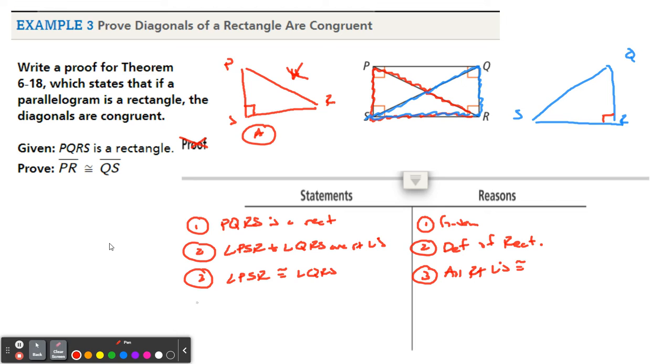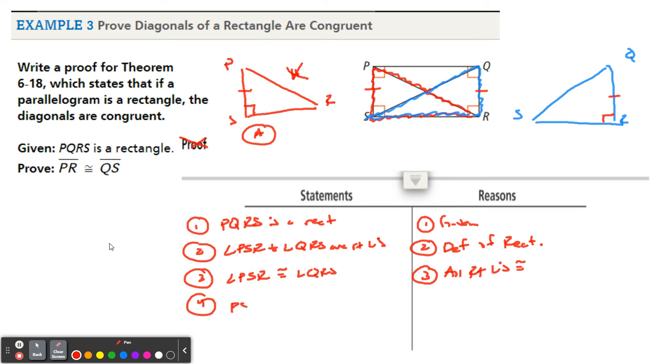Okay, now this is a parallelogram, right? If it's a rectangle, it's a parallelogram. We know that opposite sides of a parallelogram are congruent. We have a pair of opposite sides in this rectangle, PS and QR. PS and QR are opposite sides. They're going to be congruent. They're here and here in my big picture.